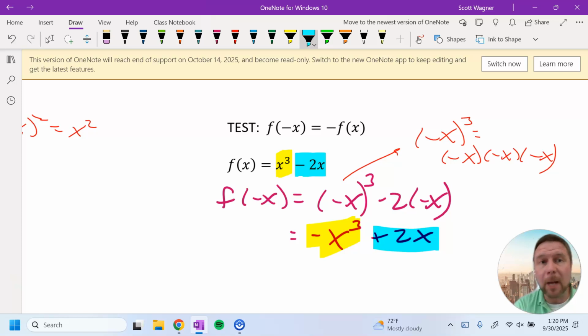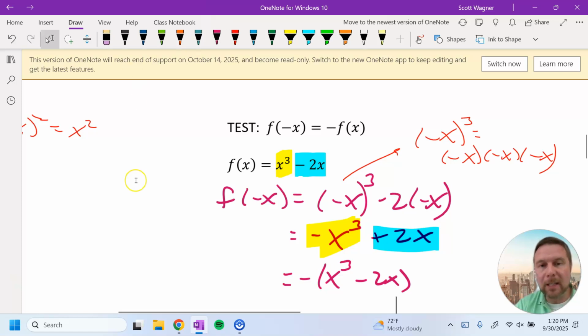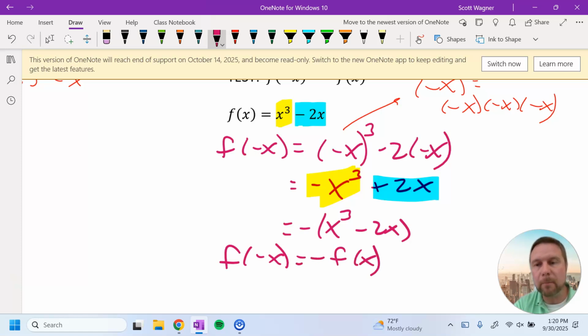All those signs flip-flopped. If all the signs flip-flopped, what I could do is factor out a negative sign. If I factor out my negative 1, I have a regular old x cubed, and then a minus 2x, and that is the original function. So therefore, I can conclude that f of negative x is equal to the opposite, a negative, of f of x. So I was able to flip my sign on every single term. Therefore, I have an odd function. So mathematically, that's how I can prove what's going on. With a visual, with a graph, I can take a look at those.